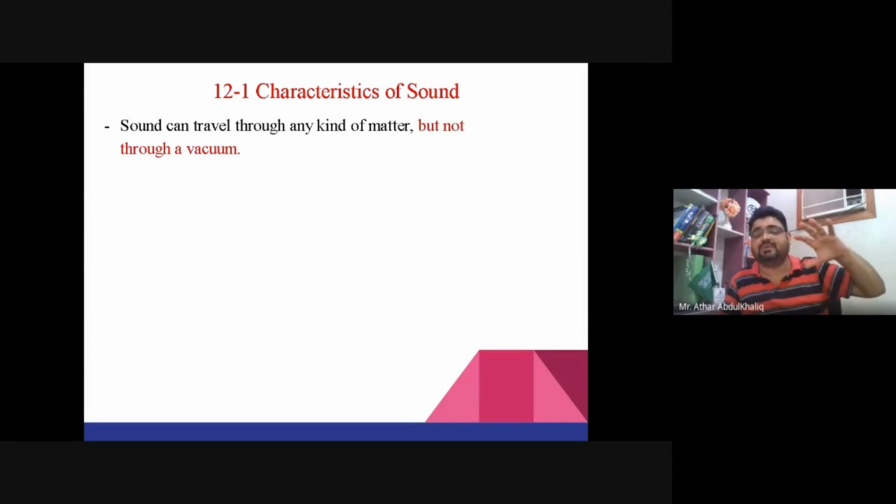Sound needs a medium, and that medium can be air, or it can be water. For example, if you are swimming inside the water and you hit two stones together inside the water, you can hear the sound of those stones, and the waves are transported through the liquid. Similarly, waves can be transported through air, and we observe it on a daily basis.